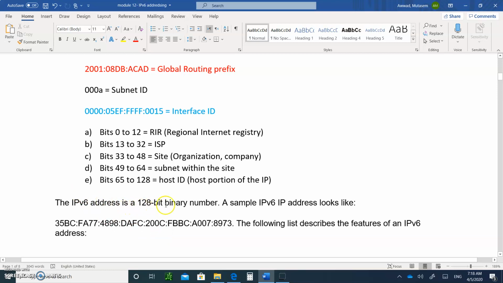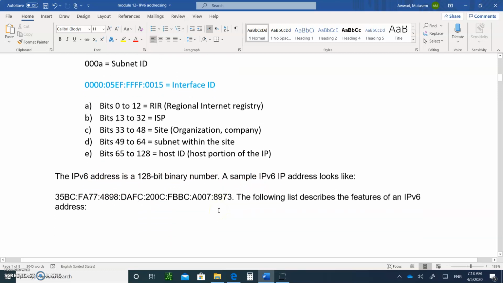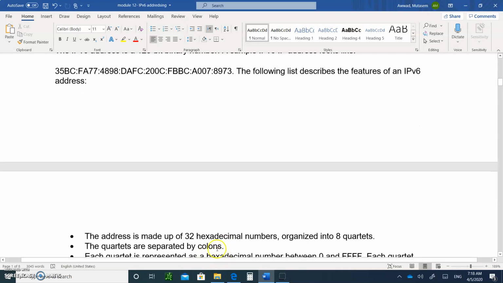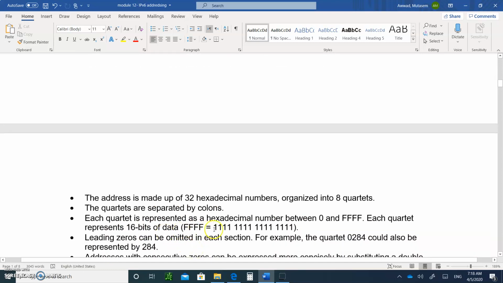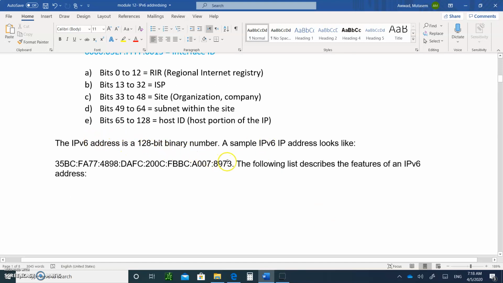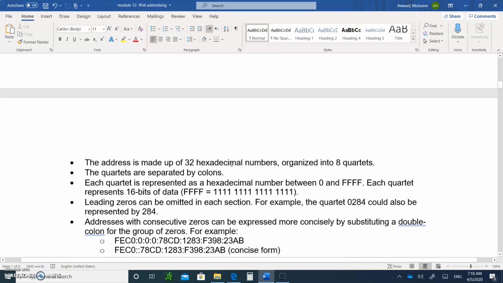Now, an IPv6 address is a 128-bit number. Here's a sample of it. Let's go over this sample. The address is made up of 32 hexadecimal digits. We call each group a quartet, and they are separated by colons. Each quartet is a hexadecimal number, and it could be from 0 to FFFF. How do we write a hexadecimal number? Sometimes the address is very long, and you don't want to always write it in full, you want to write it in a concise form. So we are going to discuss how to write it in a concise form.